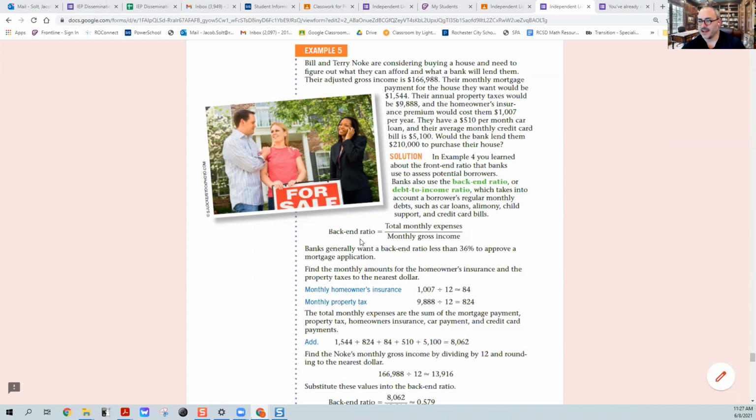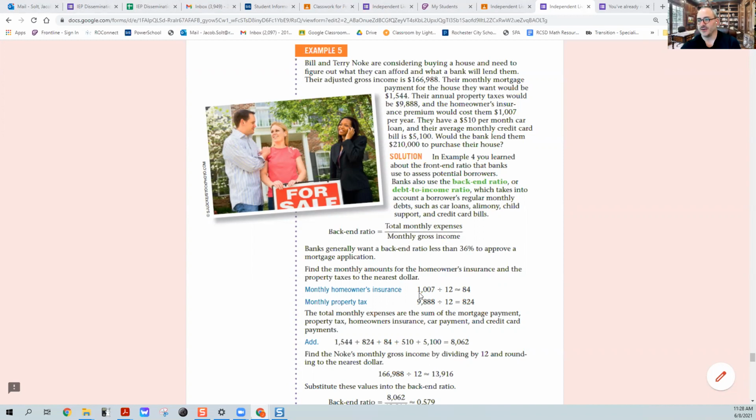So we're going to look at the back end ratio in example 5 here today. To calculate, we need to know what the total monthly expenses are, and we're going to divide it by the monthly gross income, and we're looking for a ratio that's 0.36 or 36% or less. Banks generally want a back end ratio less than 36% to approve a mortgage application. So we're going to first find the total monthly expenses, and then divide by their monthly gross income.